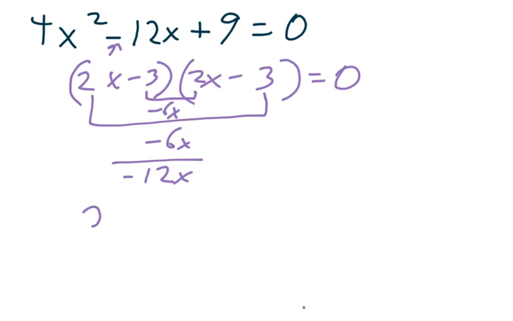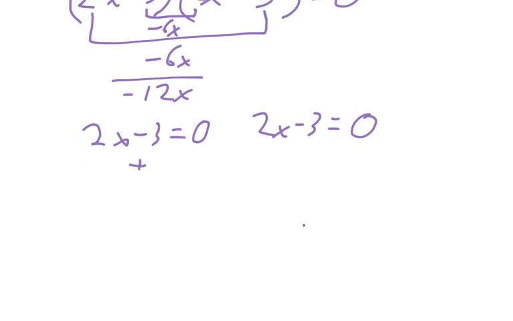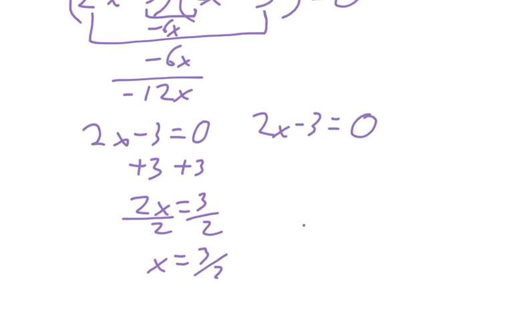So we got the same answer, which means we have 2x minus 3 and 2x minus 3 equals 0. Now it's silly to solve the same equation twice, so I'm just going to solve it once. And we get x equals 3 halves as our double root, because if I would have solved this one over here, we would have gotten the same answer.